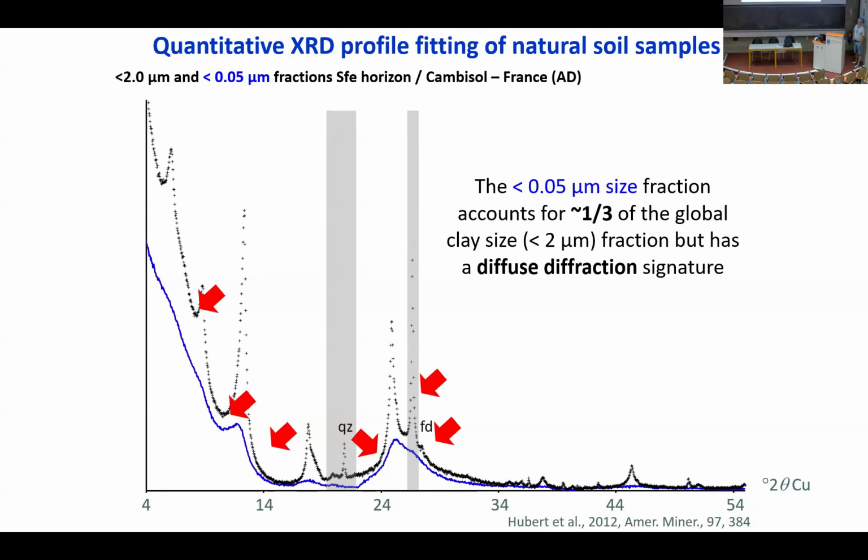Why bother? Because this less than 50 nanometer size fraction represents 1/3 of the less than 2 micron fraction. And if you are interested in the reactivity of this soil, probably this is the third which is most reactive. Just think about sugar. You are using powder sugar or candy sugar to sweeten your coffee. Powder sugar works much better just because it's finer grained.